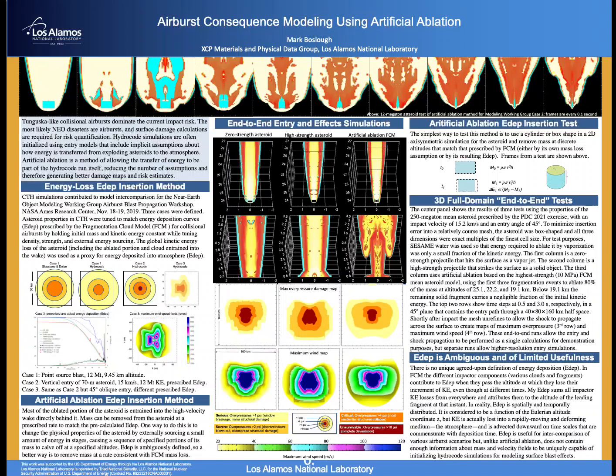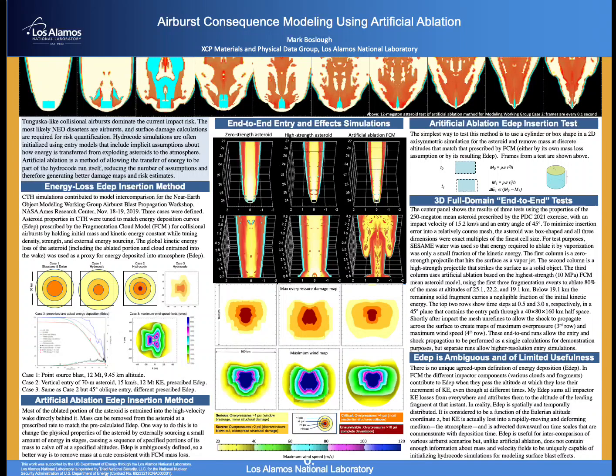Here's how the artificial ablation energy deposition, or EDEP, insertion method works. Most of the ablated portion of the asteroid is entrained into the high-velocity wake directly behind it. Mass can be removed from the asteroid at a prescribed rate to match the pre-calculated EDEP. One way to do this is to change the physical properties of the asteroid by externally sourcing a small amount of energy in stages, causing a sequence of specified portions of its mass to calve off at specified altitudes.